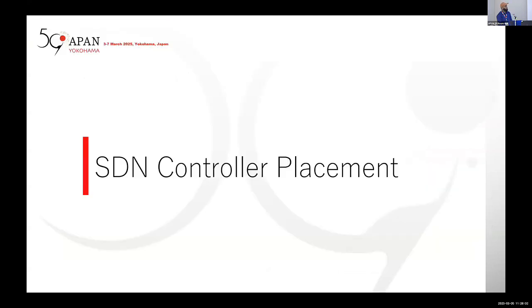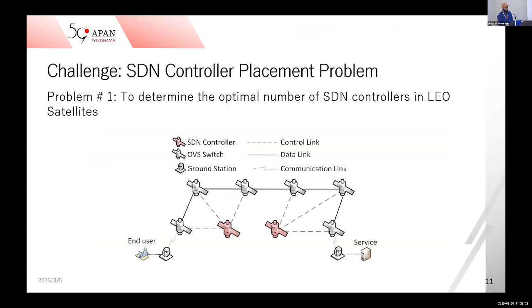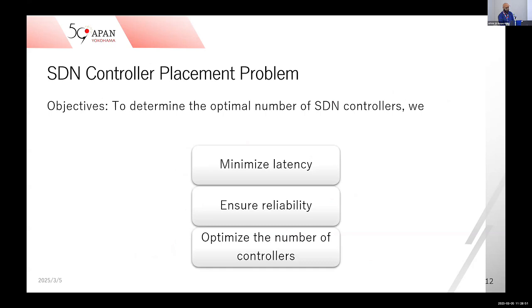For SDN controller placement, our first challenge, we highlight a few issues: the high mobility of the satellites, latency and propagation delay, reliability and fault tolerance, scalability challenges, which is the most interesting challenge that we found, and dynamic traffic and load balancing. Our problem is to determine the optimal number of SDN controllers we can place in the satellites. It should not be more than that, and it should not be less than that. Because if it is more than the actual requirement, it will cause distortion in the network. So this is how we should place the controllers in the satellites.